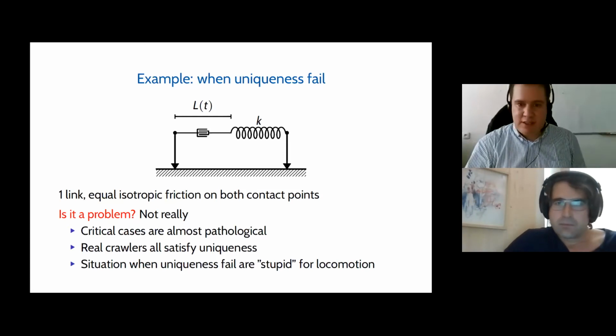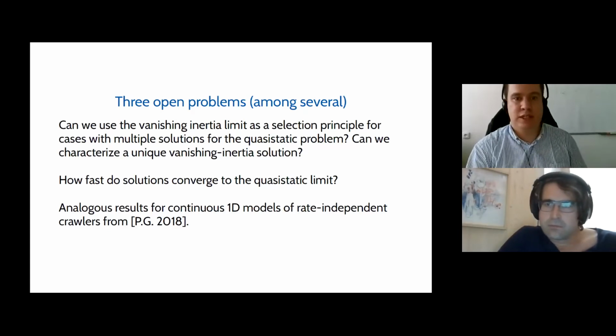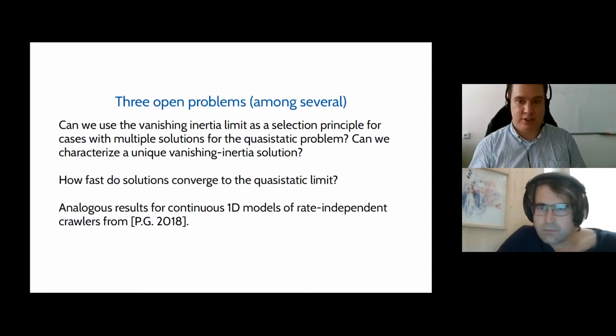It is not something the crawler does. One can find that it is also silly for locomotion. This is something we wanted to prove, but we are still not able to: to use the vanishing inertia limit as a selection principle for the case of multiplicity of solutions. What I expect is something like conservation of momentum, which should show that with this multiplicity of solutions, you cannot really use them to move. This is if you don't do strange things with viscosity.